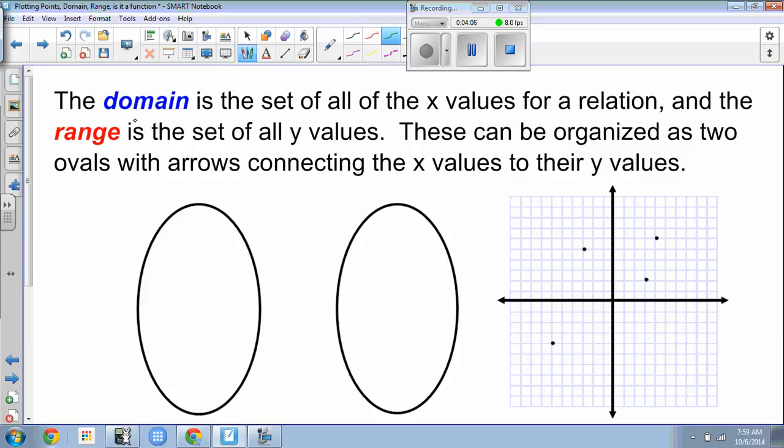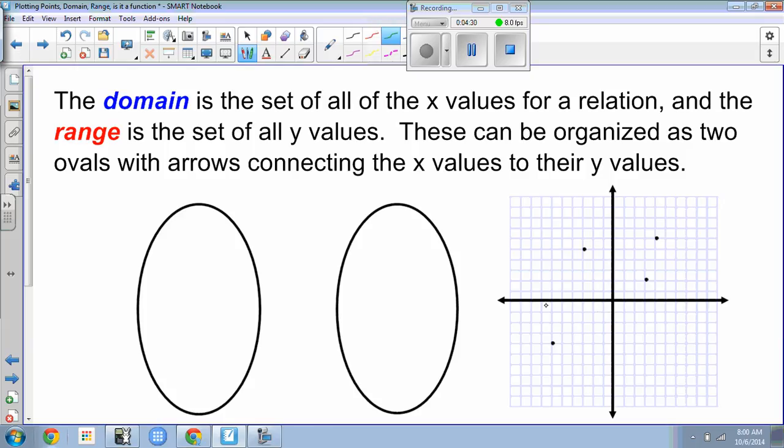Notice it goes in alphabetical order with domain, starting with a D, coming first. Range starts with an R, it comes second alphabetically, just like X comes before Y in the alphabet. So domain and range, alphabetical order, just like X and Y, alphabetical order. So let's take a look at our domain and range here. Domain first, that's all the X values.